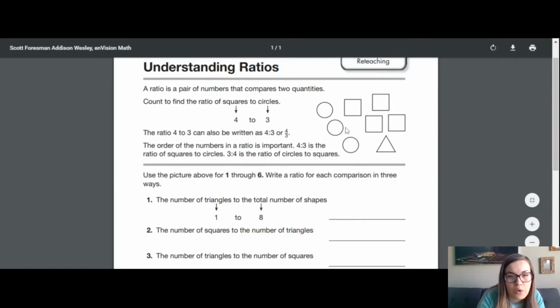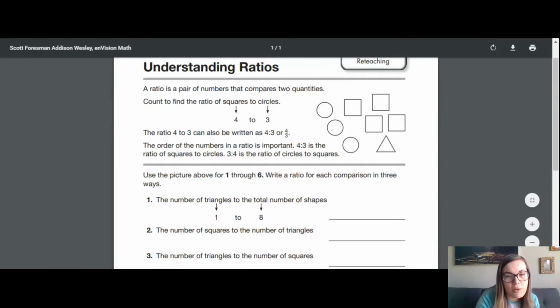A ratio is a pair of numbers that compares two quantities. They give this example over here. Count to find the ratio of squares to circles. There are 4 squares and there are 3 circles. And they throw in a triangle there just to kind of throw you off, okay? But one way to write a ratio is 4 to 3. You literally write 4 to 3, okay? So the ratio of 4 to 3, and that's how you say it.